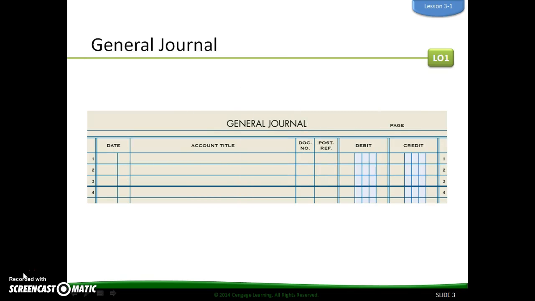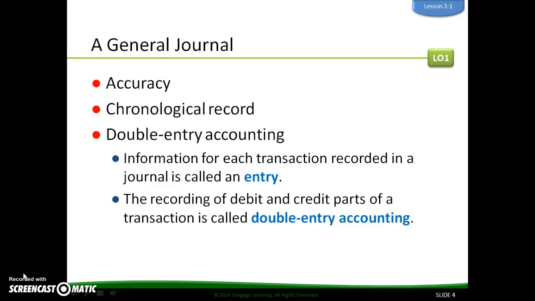So first of all, when you're looking at your journal and preparing it, you'll see up at the top it says General Journal, and there are some headings in the journal. You want to make sure when you enter the information that you write it in the correct location. Very important. So first of all, you need to be accurate whenever you journal. Accuracy is so important in accounting and it cannot be overlooked. Second, it's a chronological record, which means in date order, you will record your transactions as they happen.